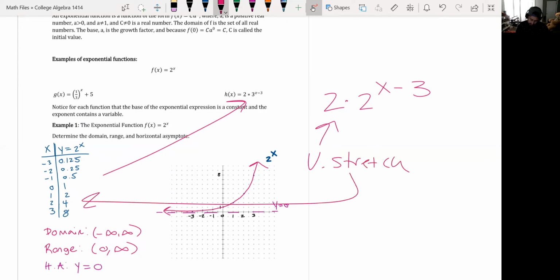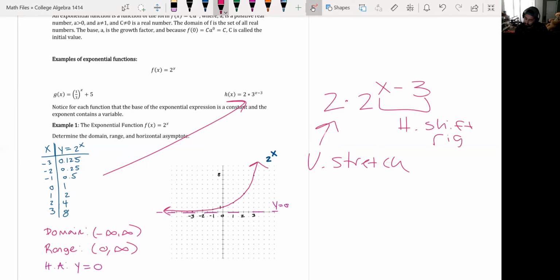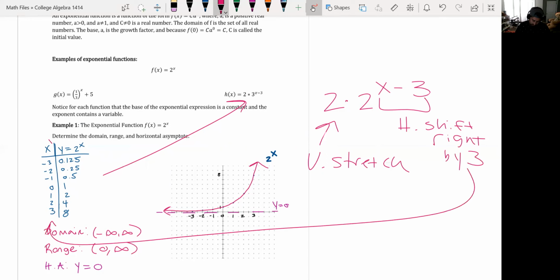So you would take all of these y values and multiply them by 2. And then next, this is a horizontal shift to the right by 3 units, which means you would take all of those x values and add 3 to them. And boom, your transformation would be done. So, like I said, transformations can be applied to anything.